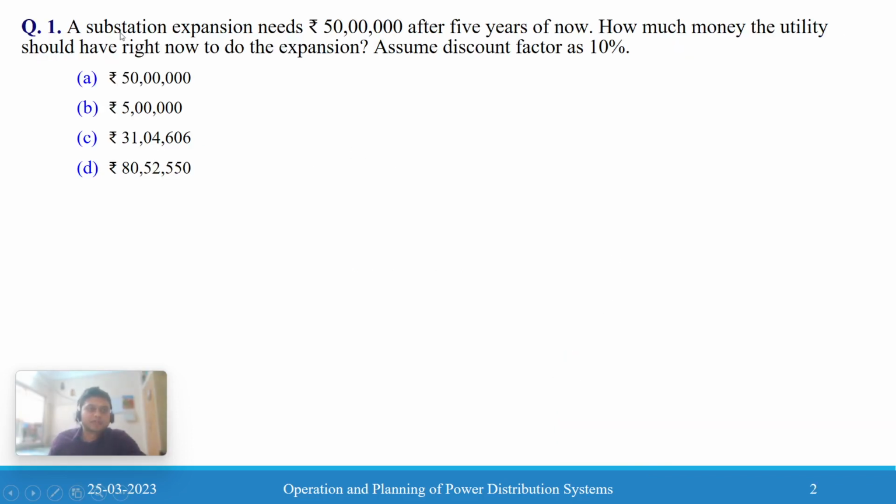The first problem is that a substation expansion needs 50 lakh rupees after 5 years from now. How much money should the utility have right now to do the expansion? Assume discount factor as 10% and the options are given below. You can solve parallelly with me, and whatever answer you get, you can type it in the chat box.